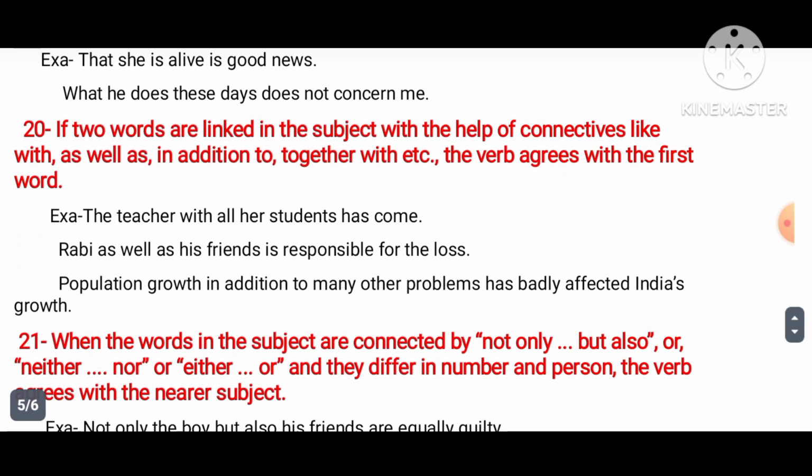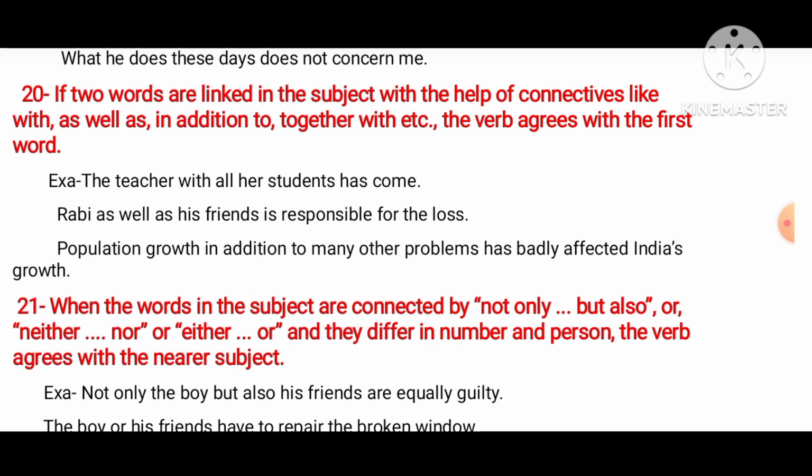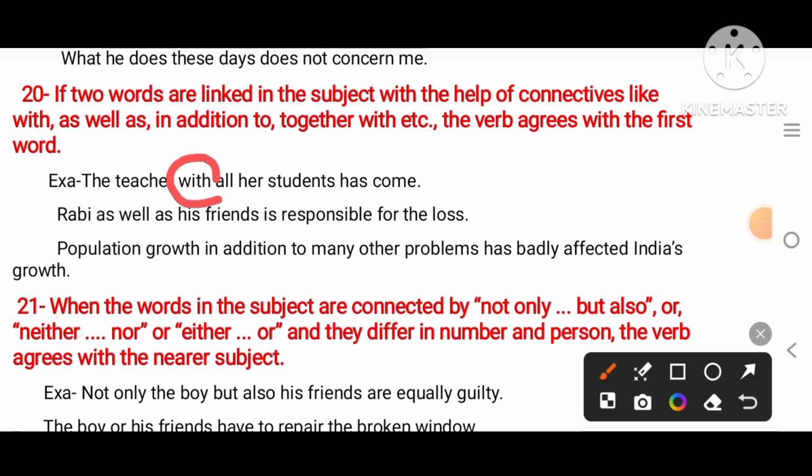If two words are linked with the subject with the help of connectives like with, as well as, in addition to, together with, the verb agrees with the first word. So if the sentence has with, as well as, in addition to, then we will see the first subject. If the subject is singular, we will use a singular verb. If the subject is plural, we will use a plural verb. Okay. The first word, looking at the first, we will use has.